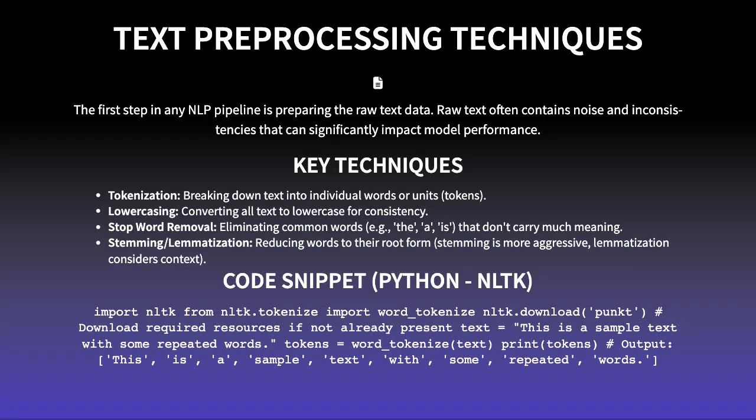Okay, let's talk about getting our text data ready. The first step in any NLP project is preprocessing, essentially cleaning up the raw text. Think of it like prepping ingredients for a recipe. First, we use something called tokenization to break down the text into individual words or units. Then, we often lowercase everything so that they are treated as the same word. Next, we remove common stop words like a, and that don't really have much meaning. Finally, techniques like stemming or lemmatization can help reduce words to their root form, making things more consistent.